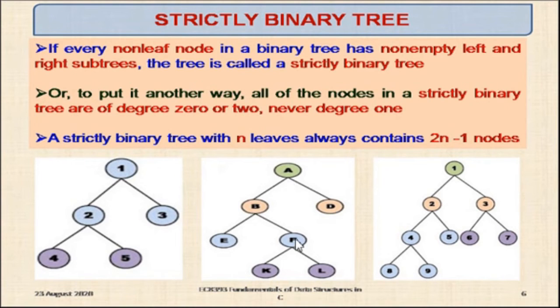Here in this second example, how many leaf nodes are there? This is 1 leaf node, 2, 3 and 4 leaf nodes are there. So 2 into 4, 8 minus 1, 7 nodes are totally available here. Here, how many leaf nodes are there? 1, 2, 3, 4, 5. 5 leaf nodes. So 2 into 5, 10 minus 1. So 9 nodes are available in the strictly binary tree. You see here 1, 2, 3, 4, 5, 6, 7, 8, 9. So this is a simple procedure to calculate the total number of nodes available in a strictly binary tree with the help of the number of leaf nodes.